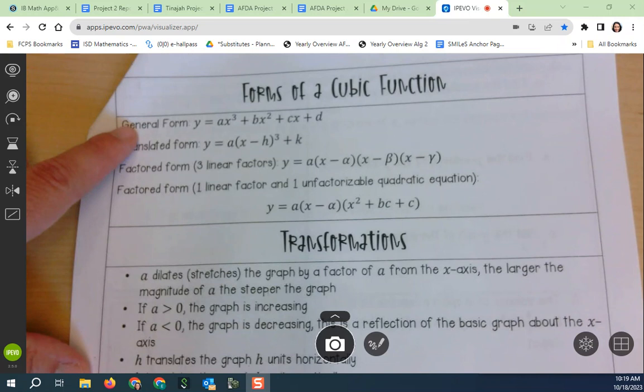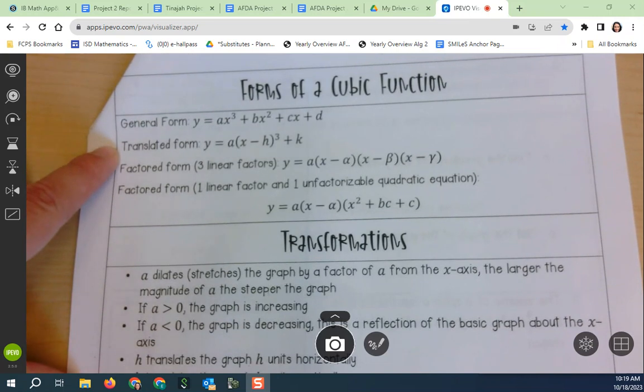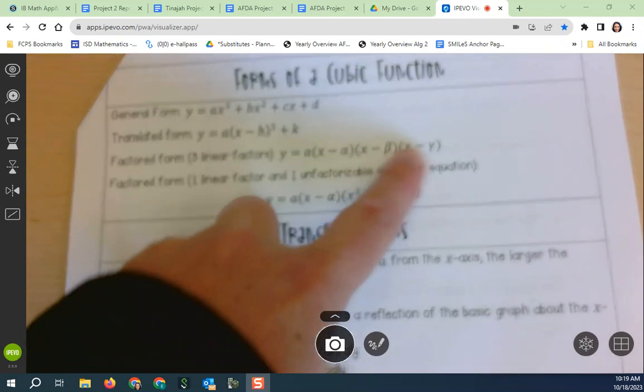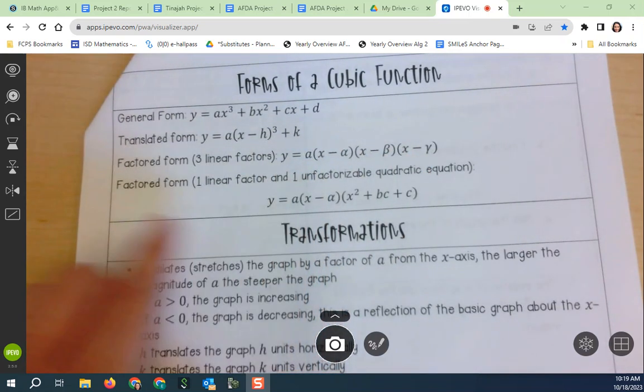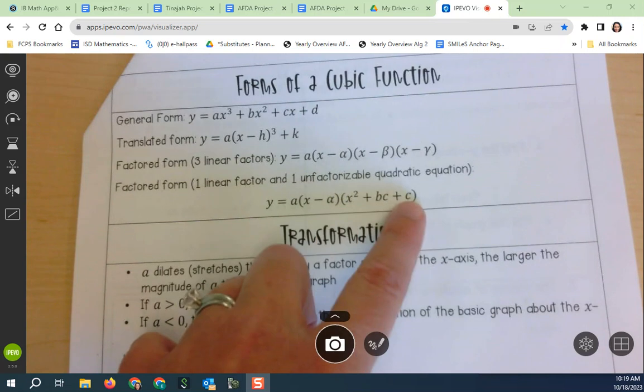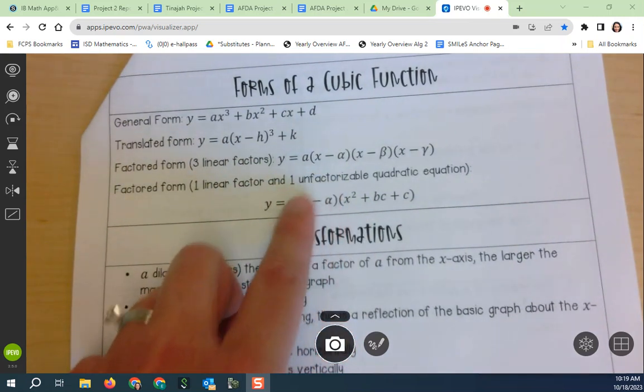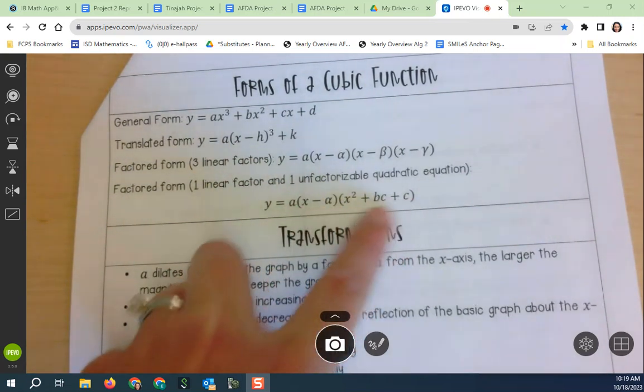So here's your general form. Here's your translated form. Here's the factored form when there's 3 factors and an a value in front. And then this is, if this one does not factor, then your factored form would have 1 linear factor and then 1 quadratic factor.